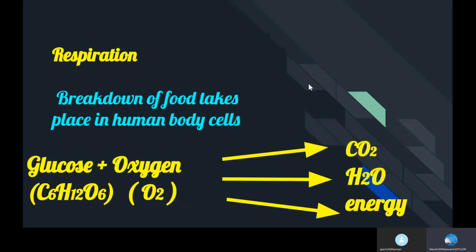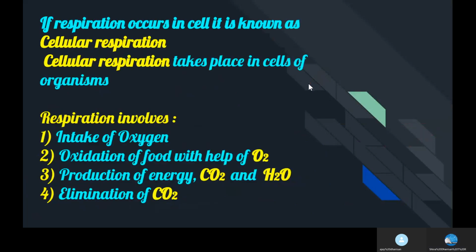Respiration is the breakdown of food that takes place in the human body cells, and its chemical formula is glucose in presence of oxygen gives rise to CO2, carbon dioxide, plus H2O, water, and energy. And if this respiration takes place in our cells, it is known as cellular respiration. Respiration is also known as cellular respiration.